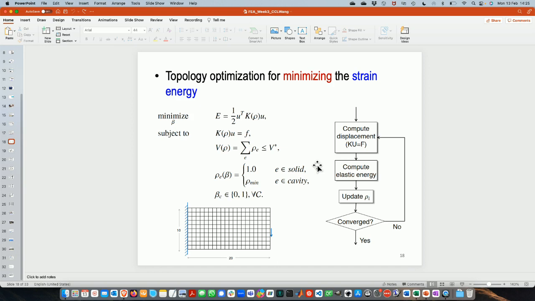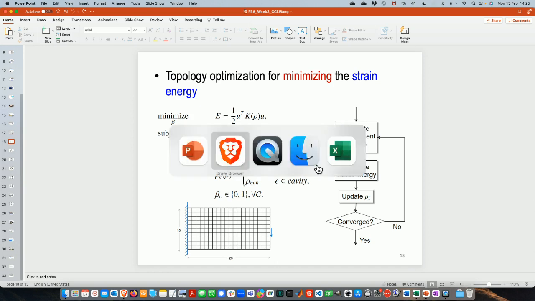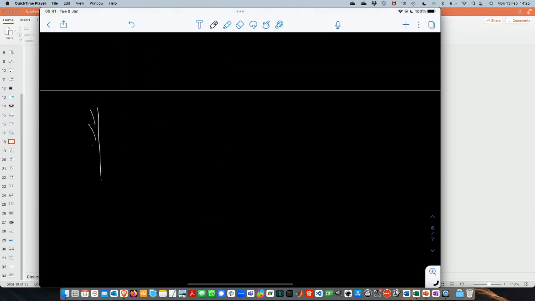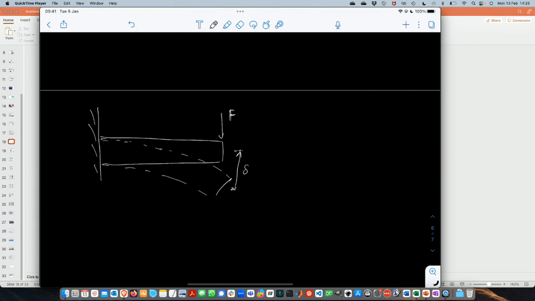But then, if you think about your principle of virtual work, right? Let's say I go back to my cantilever beam. So let's go back to our cantilever beam. I'm applying a force. Now this force results in some form of a deflection. Right? So there's some deflection, let's say delta. So what's the work done here? It is nothing but F into delta.